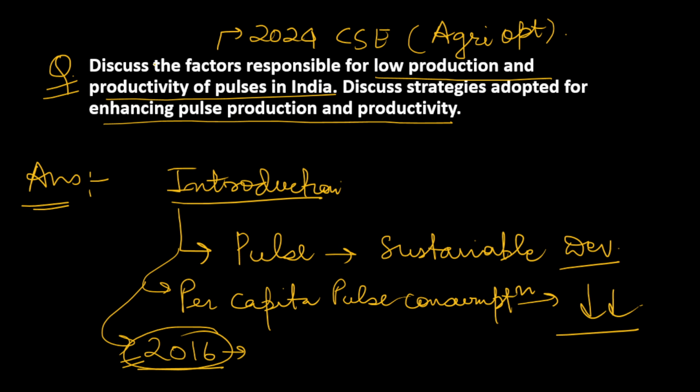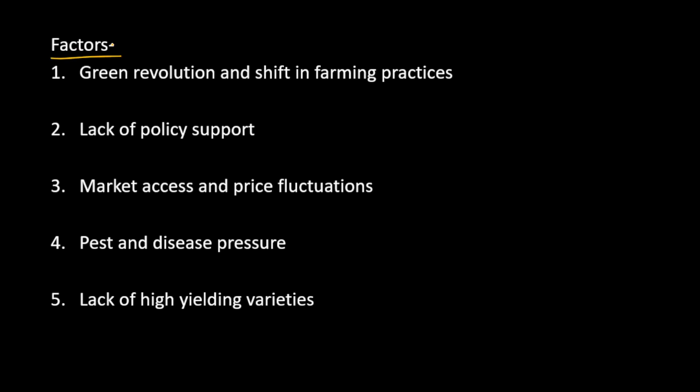That is, what are the factors responsible for low production and productivity of pulses? There are several factors, but I will discuss the important 5-6 factors here, which you can incorporate in your answers. So let's start. First of all, the green revolution and shift in farming practices. Before the green revolution, pulses and millets were a good part of the Indian agricultural scenario.